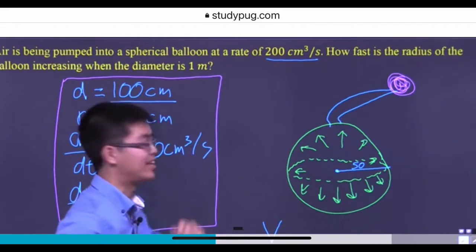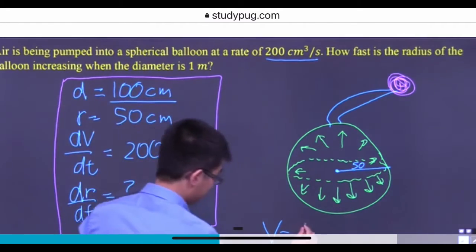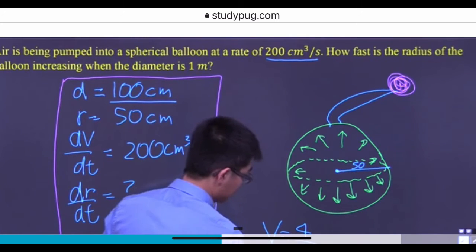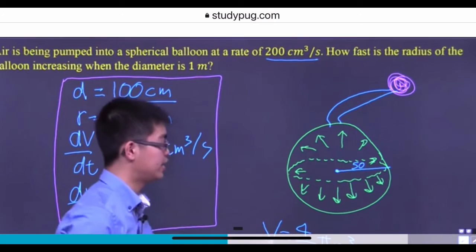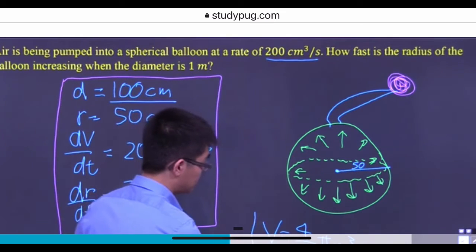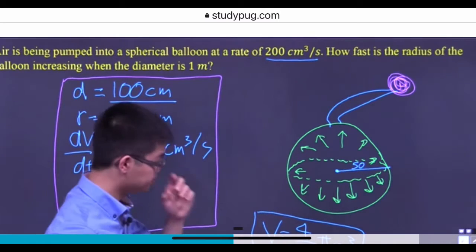Actually, no, I didn't forget. It's this: 4 over 3 times pi, so pi r to the power of 3. That is the formula for the sphere. And we're going to use this formula.